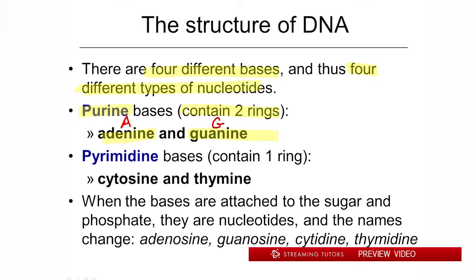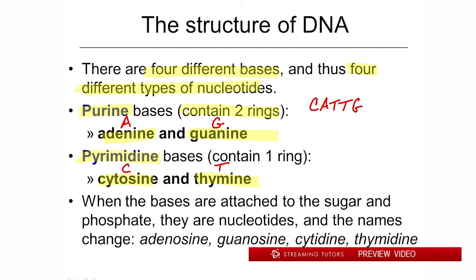The pyrimidine bases only have 1 ring. They're literally shorter in length, which is important in the overall structure. Pyrimidines have 1 ring, and those are cytosine and thymine. As you may know, those are often abbreviated as C and T. A lot of times when you're dealing with DNA sequences, we want to just write it as C-A-T-T. We have to know what we're talking about, but a lot of times the abbreviations are used.